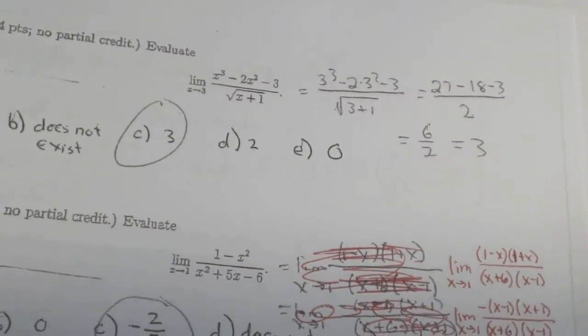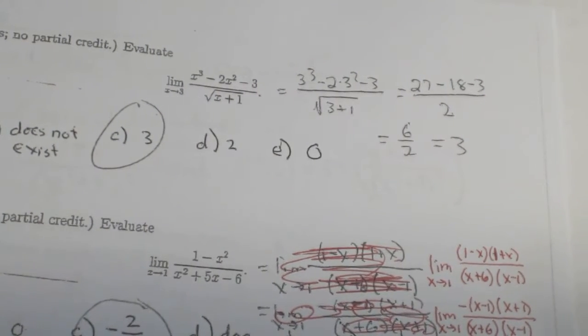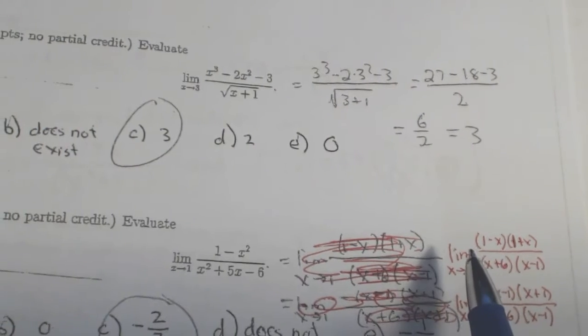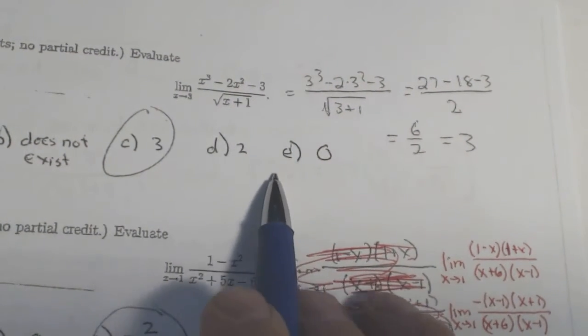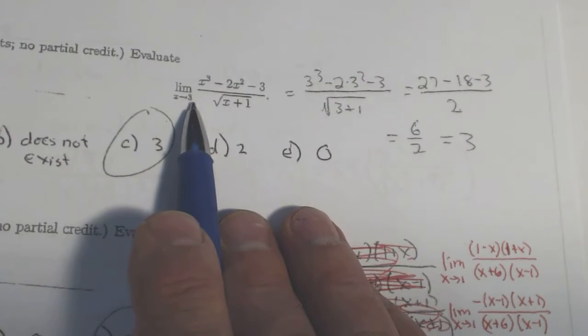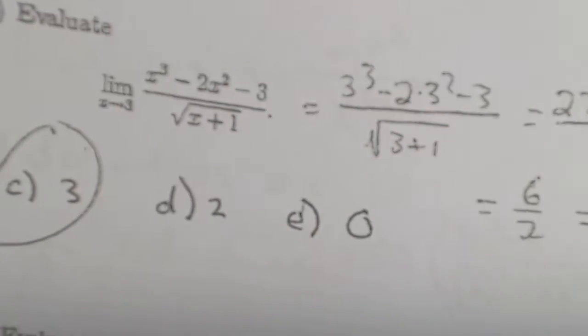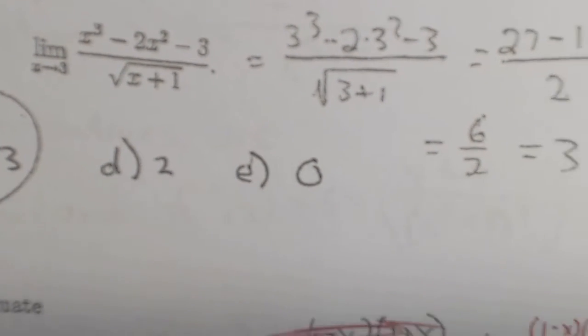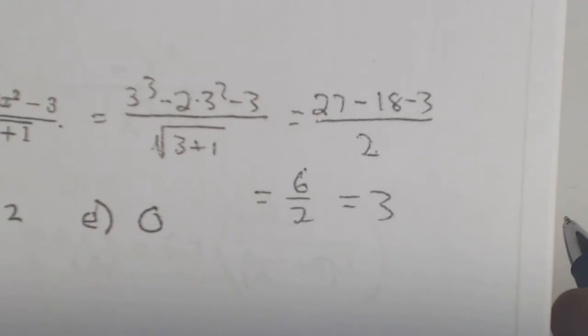Okay, my limit page comes next. And on this first one, this is a just plug it in limit. That's our first choice, if you can just put in that limit as x approaches 3. You can see that better on your paper. If you just plug in all the 3's and evaluate it, you just get the number 3 as your answer.